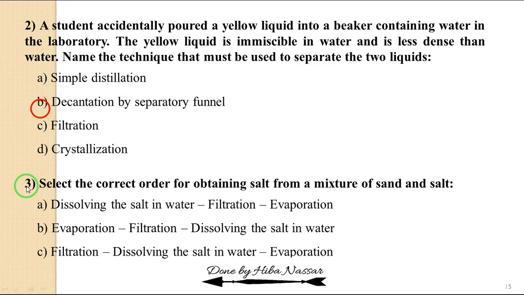Now moving to question number 3. Select the correct order for obtaining salt from a mixture of sand and salt. Dissolving the salt in water, filtration, then evaporation, or evaporation, filtration, dissolving the salt in water, or filtration, then dissolving the salt in water, then evaporation. Here in this case we can use part A. We will dissolve the salt completely in water, then we will perform filtration, then we will evaporate the water to obtain the salt.